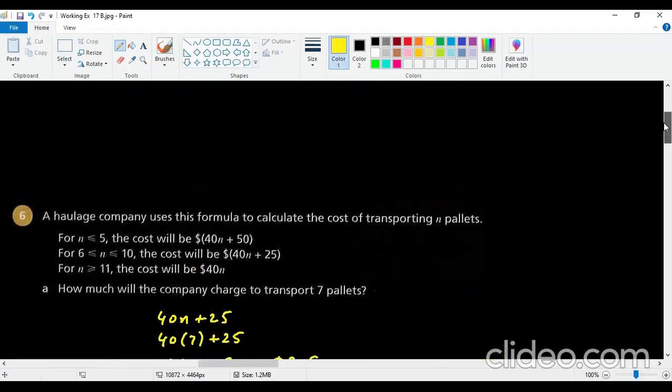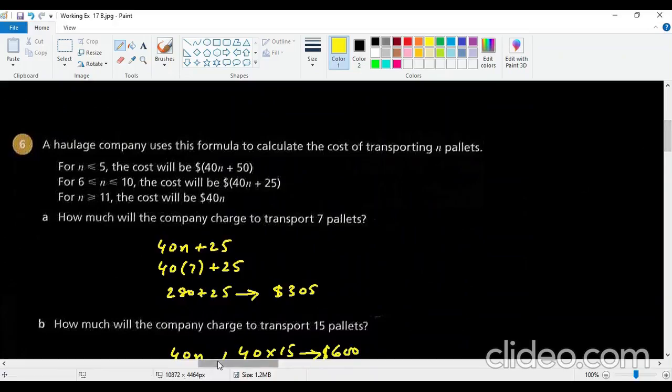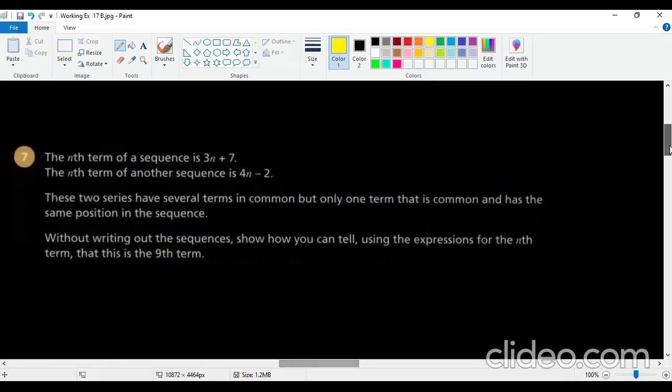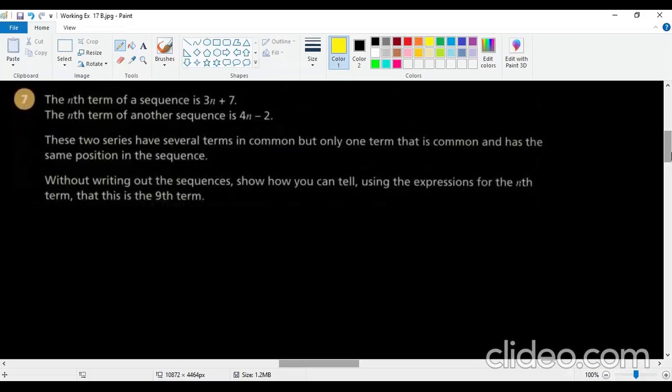Now we have the last question, I guess, for this exercise. And it says the nth term of a sequence is 3n plus 7. The nth term of another sequence is 4n minus 2. These two series have several terms in common, but only one term that is common and has the same position in the sequence. Writing out the sequence, okay, we don't need to write the sequence. Let's see how it goes.